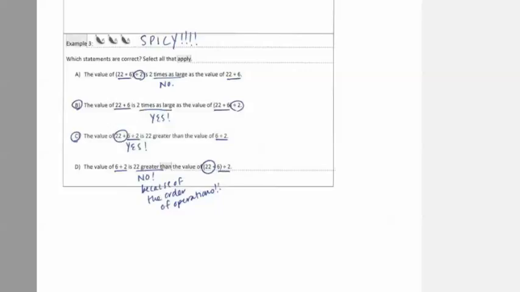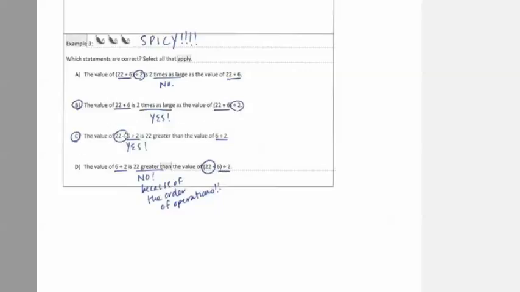The value of 22 plus 6 divided by 2 is 2 times as large as the value of 22 plus 6. Well, that's not true because this says divided by and this says times. So I know that's not true. Let's look at answer B. The value of 22 plus 6 is 2 times as large as the value of 22 plus 6 in parentheses divided by 2. That one is true. It's the exact same question, more or less, that was directly above, right? We know that this is going to be twice as big as this because divided by 2 is the opposite of times 2.